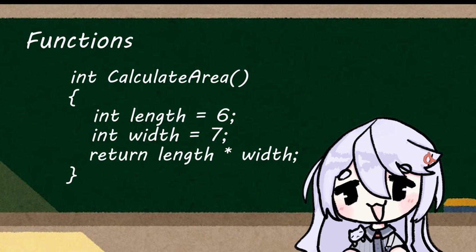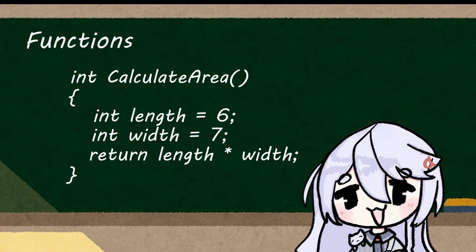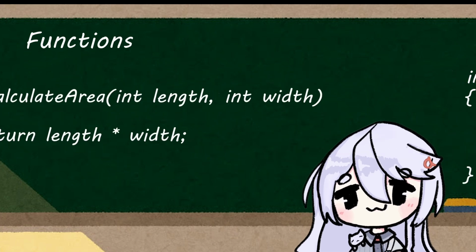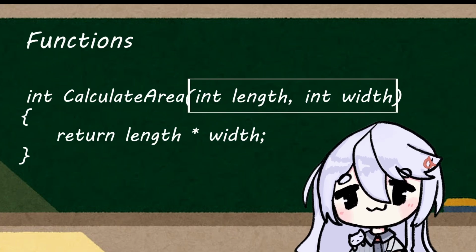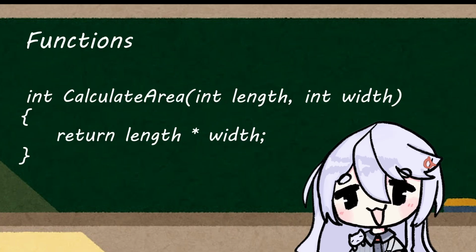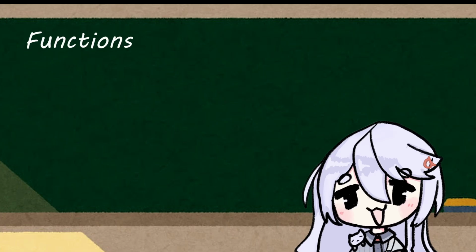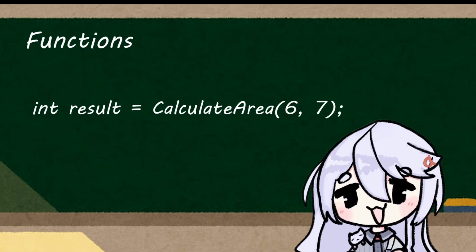If we want to make this function more useful, we can actually add something called parameters. Instead of using fixed values inside the method, we can pass in values from the outside, like this. So instead, we can use the function like this.